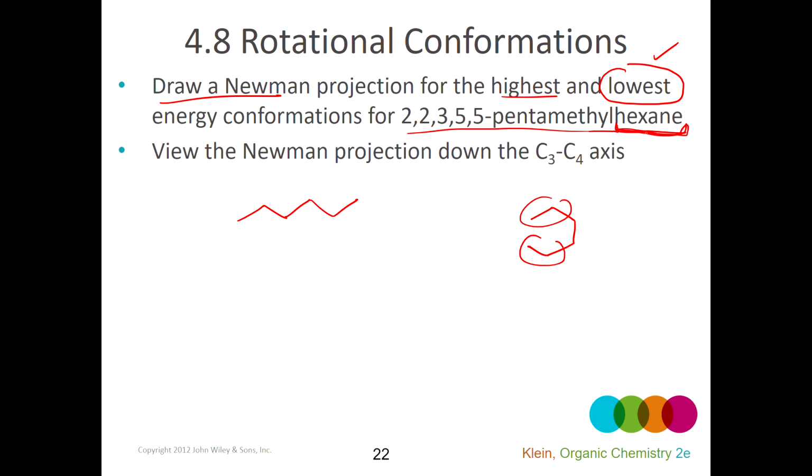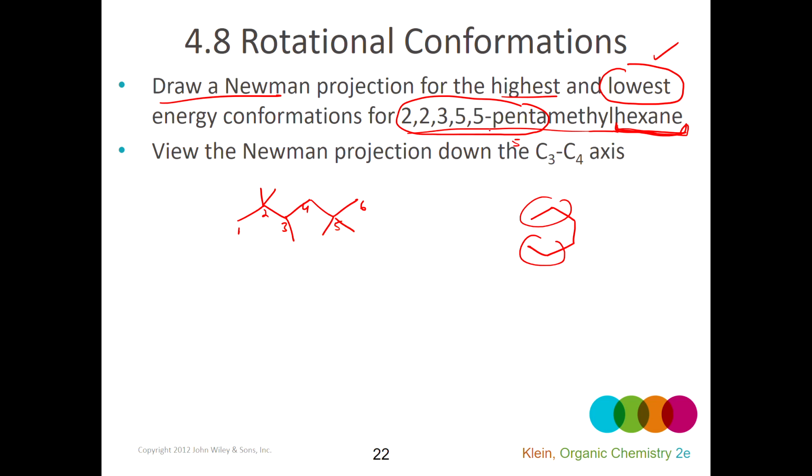And so what else is on here other than my 6 carbons in my parent chain, which I should just number to keep track of? Make sure I have the correct numbers. Hex means 6. I've got 2, 2, 3, 5, 5 pentamethyl. So this part here is telling me I have 5 methyl groups, and it's telling me which carbons those methyl groups are on. Meth means 1 carbon, so I've got a 1 carbon substituent on carbons 2, 2, 3, 5, and 5.